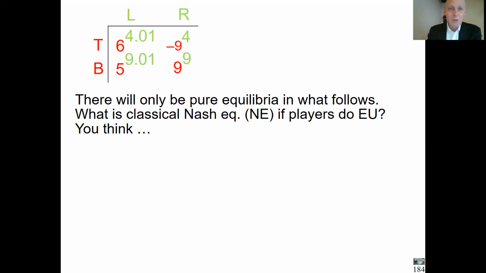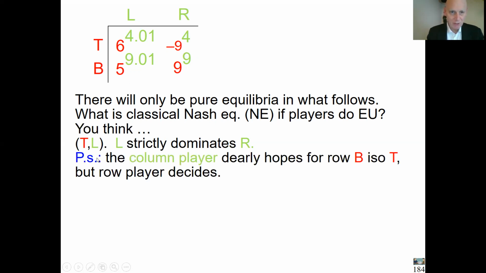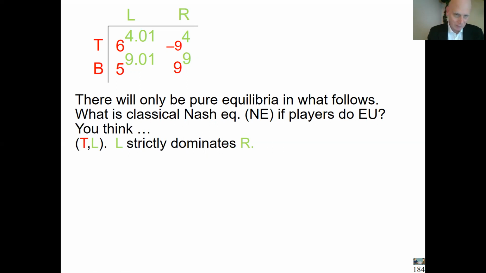I will tell you how classical game theory analyzes it. First of all, it's quite easy to see that L dominates R. It always gives 1 cent more. So L is played with probability 1. Knowing that, the row player knows that T is better than B, so he goes for T. And T, L will be the Nash equilibrium, the unique Nash equilibrium according to classical theories.